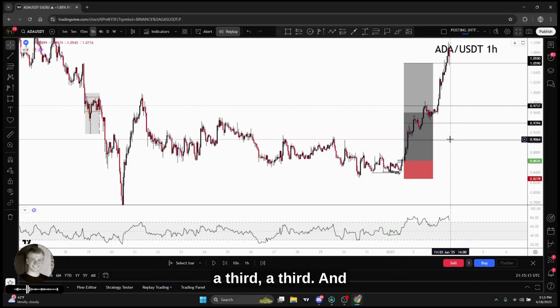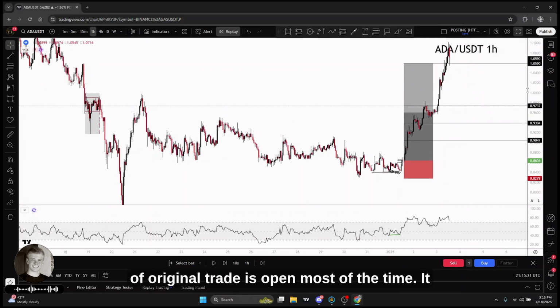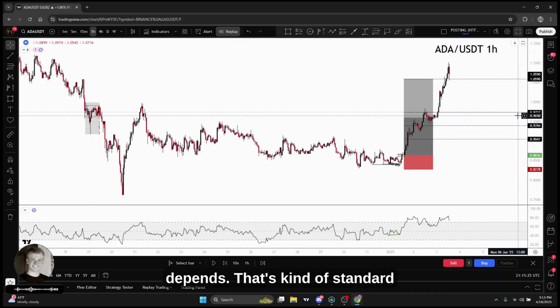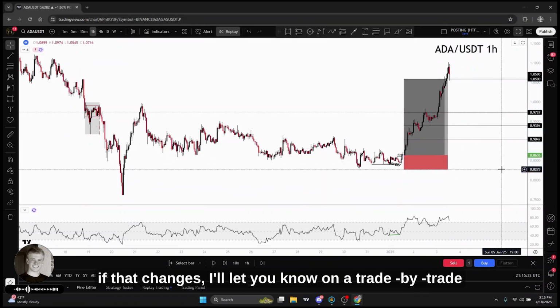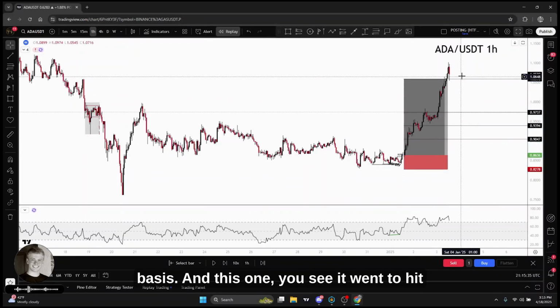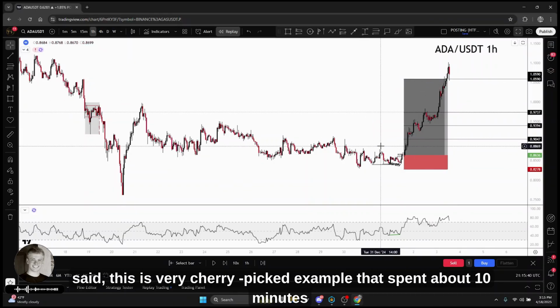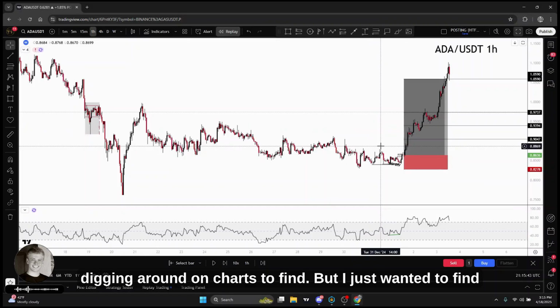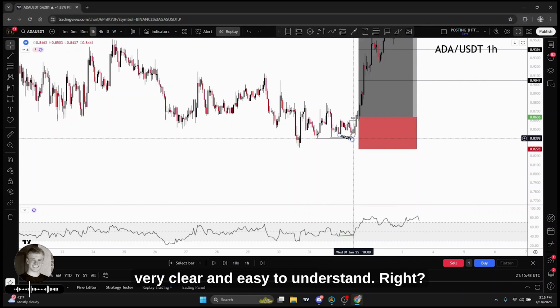So it would be like a third, and then after target 3 only like 10% of the original trade is open most of the time. You know, it depends. That's kind of the standard for me at least. But if that changes, I'll let you know on a trade by trade basis. And this one you can see went on to hit all 4 targets, and that doesn't always happen. Like I said, this is a very cherry-picked example that I spent about 10 minutes digging around on charts to find. But I just wanted to find one that is very clear and easy to understand, right?